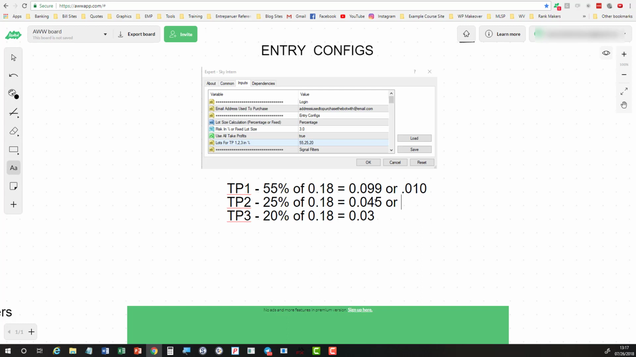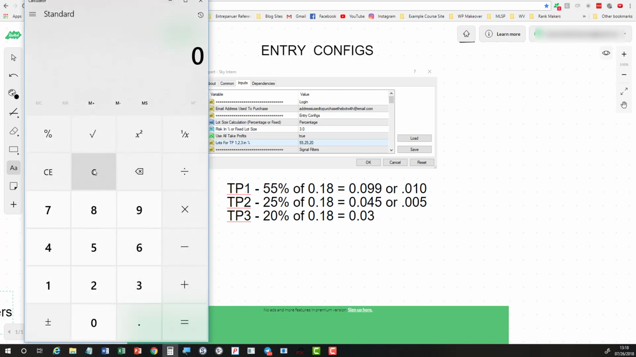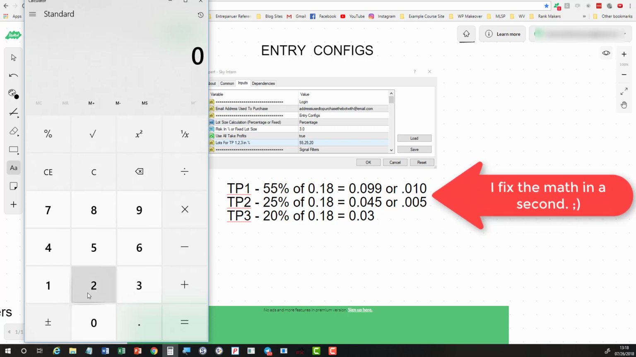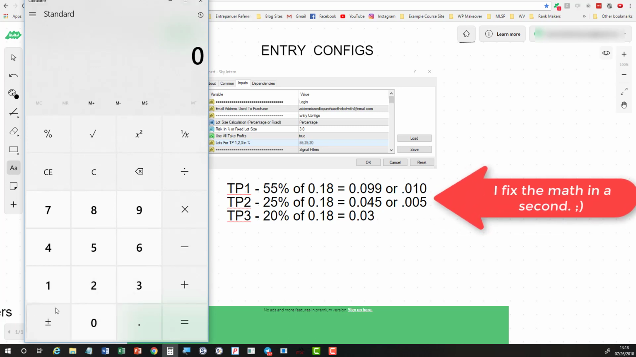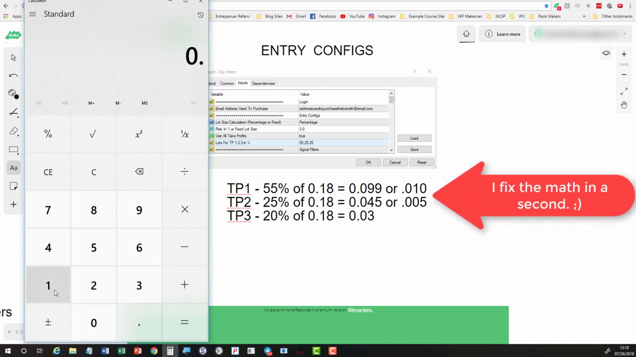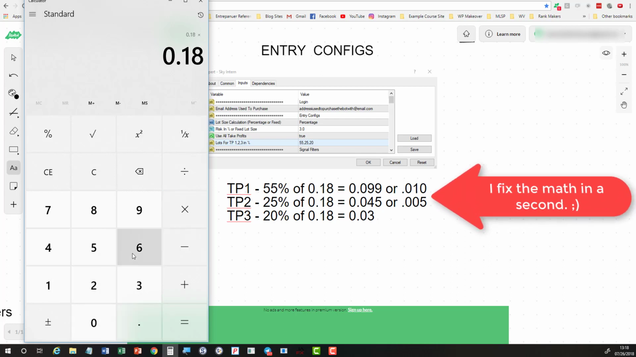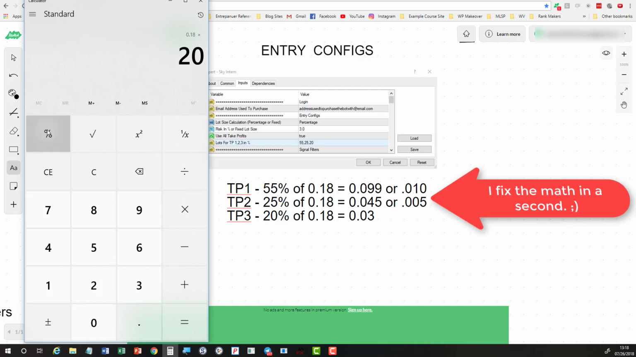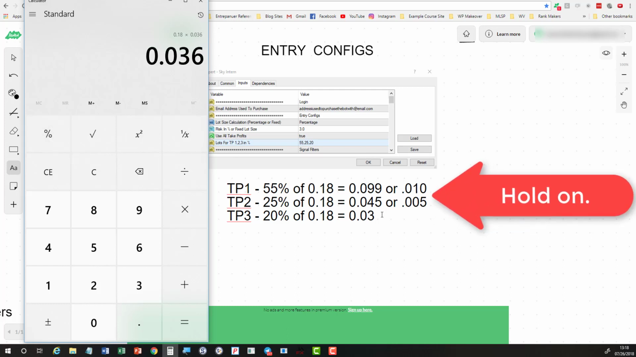0.045, which if you round it up, is going to be 0.05. And then we do the math on the next one. Just simply clear this. And basically, you can kind of figure out it's going to be 0.03 even. But if you just wanted to do it just to see it, 0.18 times 20%, 0.36. Well, in this case, it should be 0.04.